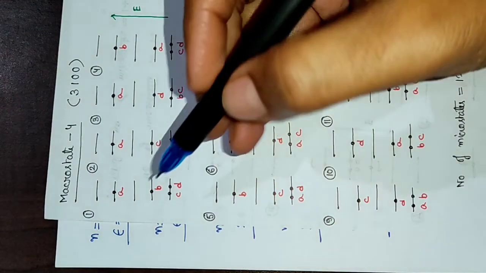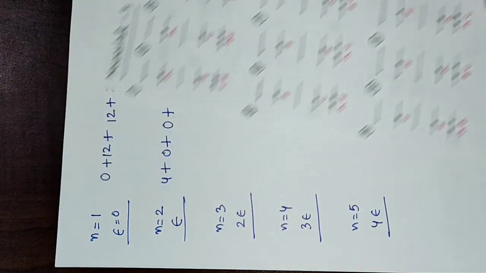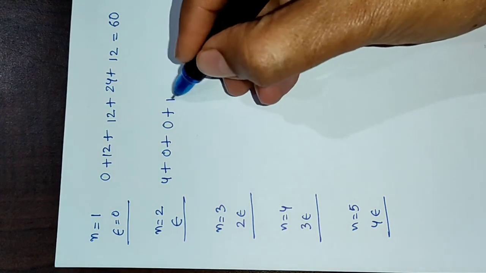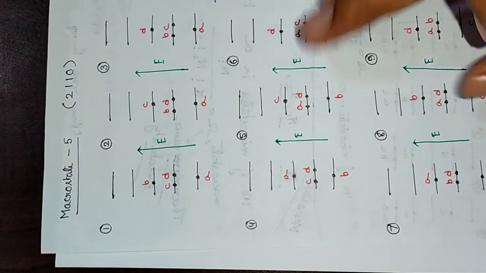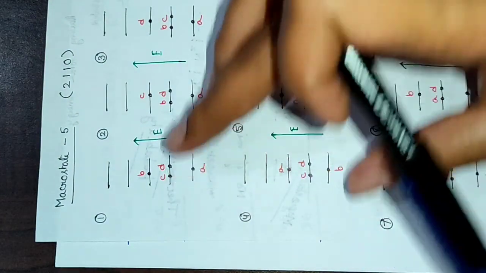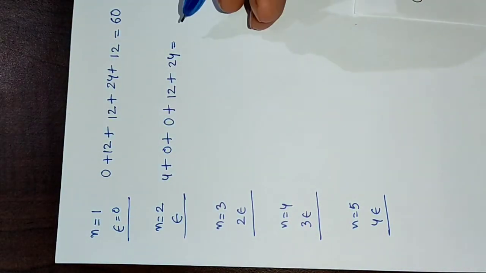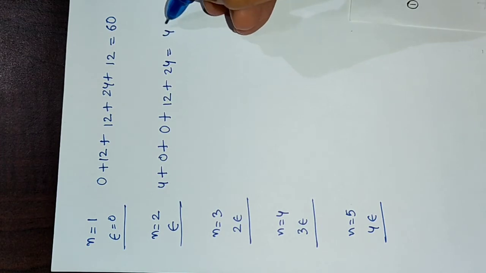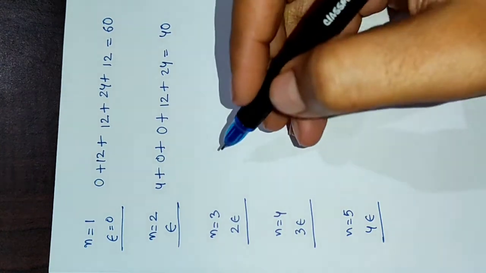Here we have 1 and there are 12, so it will be 12. And in the last macrostate, we have 2 here. In each there are 12 microstates, so it will be 24. So it will be 40. Now in this way, if we try to have the remaining ones, we will get the rest.